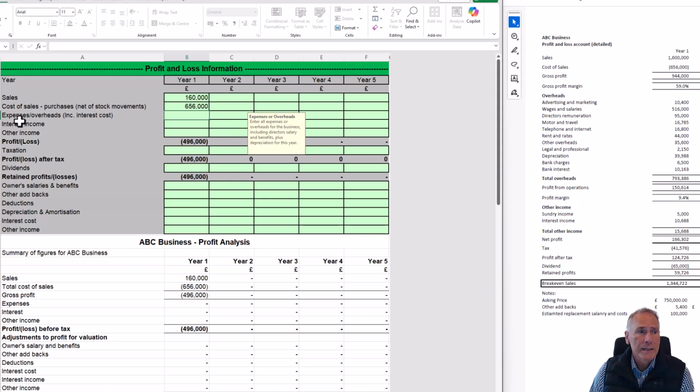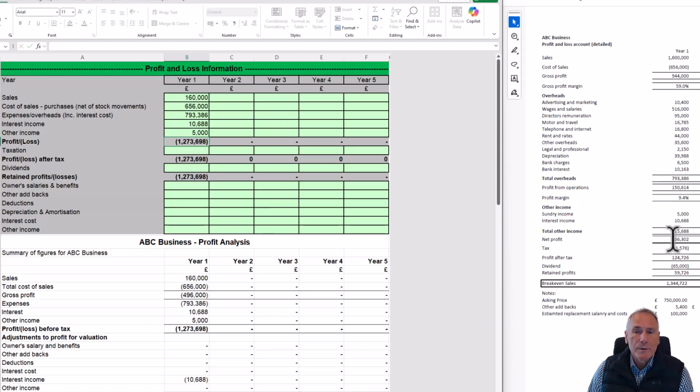So the next entry is your expenses and overheads, which you go straight down to here. 793,386 and so on. And you'll notice that the profit and loss here will update each time you enter an amount. Interest income. So in this case, we do have some interest income, which is 10,688. And we do also have some other income, £5,000.